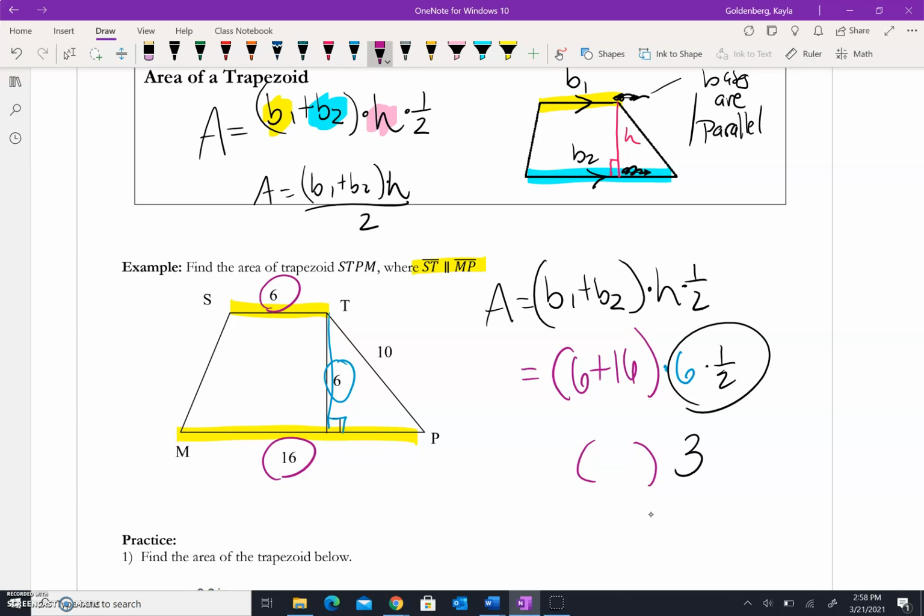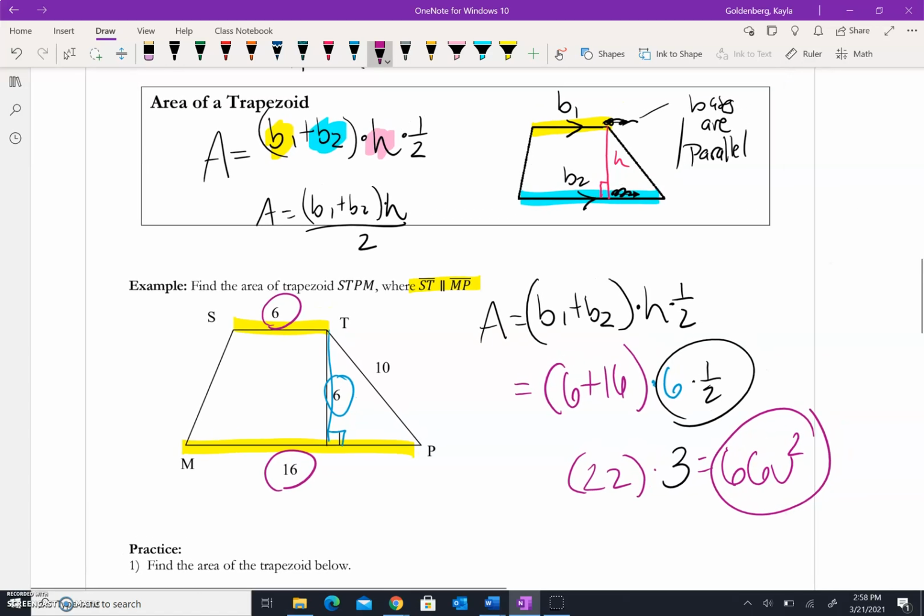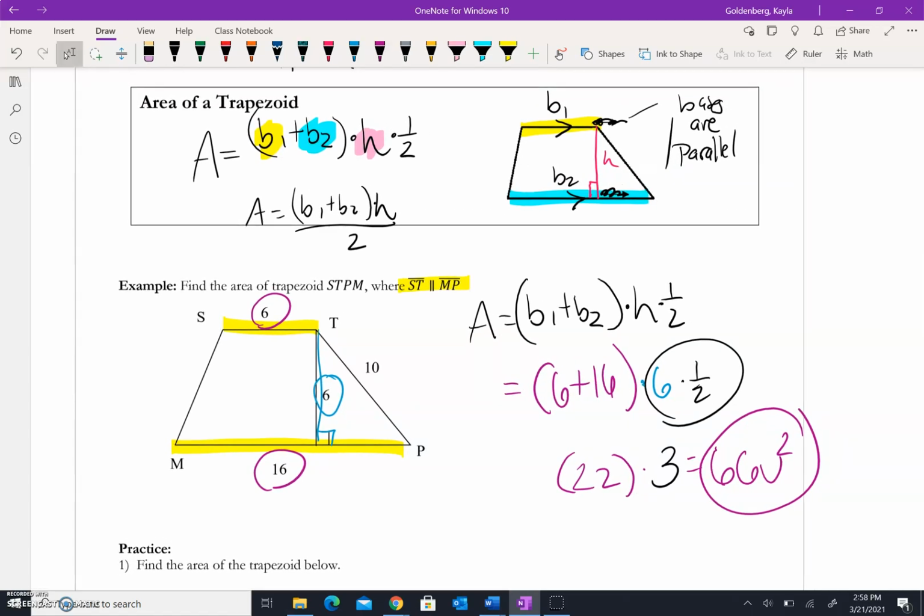And then I've got a 16 plus a 6 that's going to simplify to a 22. 22 times 3, that's going to be a 66. And we don't have units, so I'm just going to do units squared. You can write out the word units, or you can just put a U for units if you prefer. Okay, so that's one example as well as the formula.